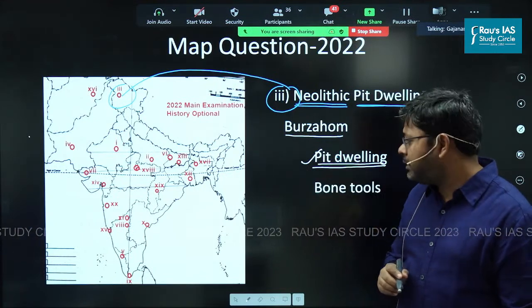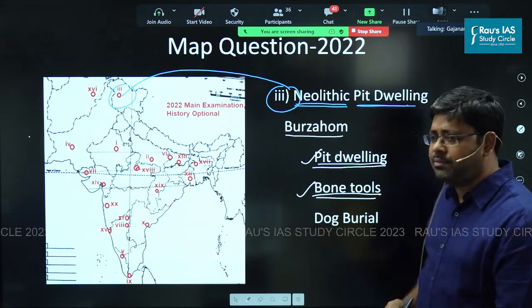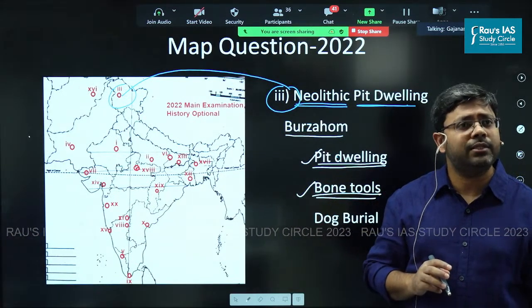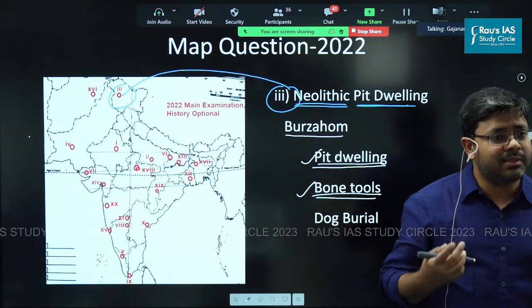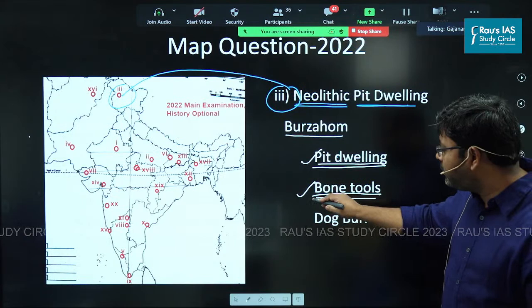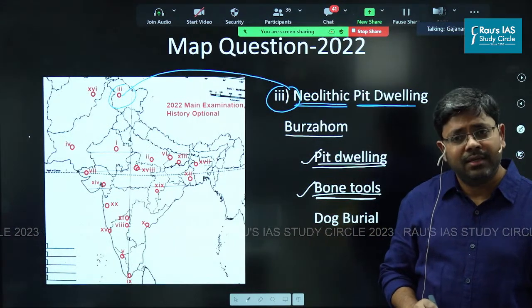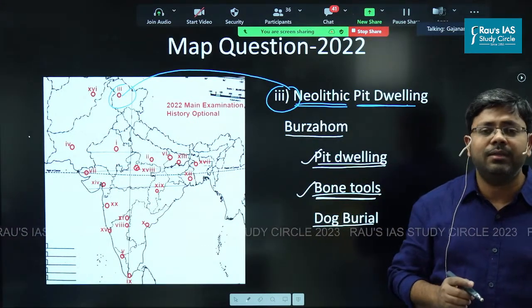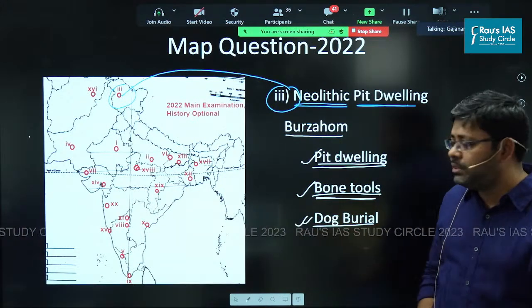Second, two more specialities if you talk about, we have found a lot many bone tools. Neolithic age, so we are expecting stone tools. Stone tools are there. But the speciality of the Kashmiri site is that you have also found a lot many bone tools from there. And third speciality, along with the persons, you have found the burial of the dogs, domestic animals like dog.